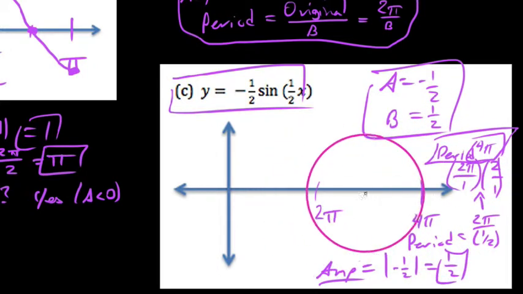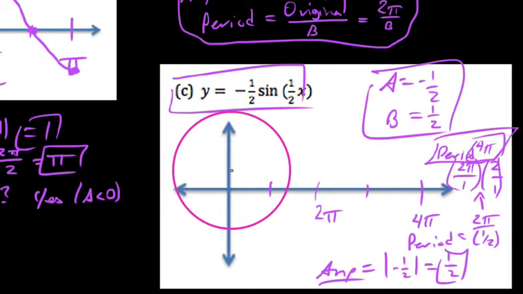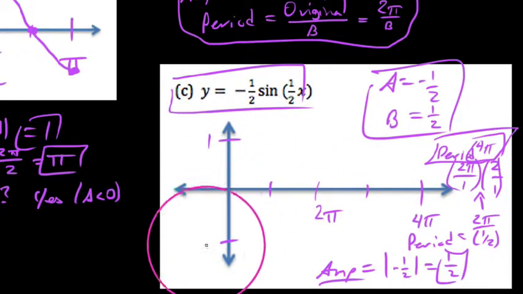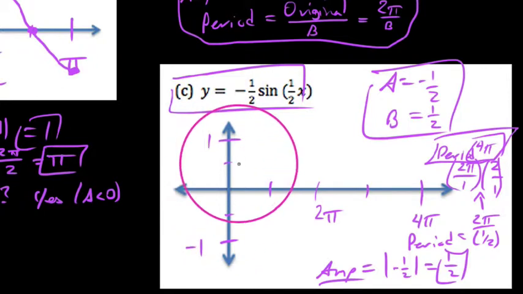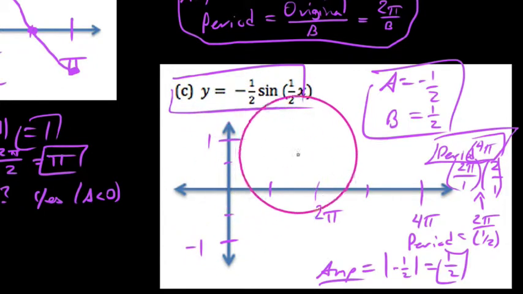That would be 2 pi. Cut those halves in half. And then we're going to go up. I'm going to go up to 1. I'm going to go down to -1 here. I'm just going to call these halfway marks, increments, a half. And so we're going to go ahead and graph this.